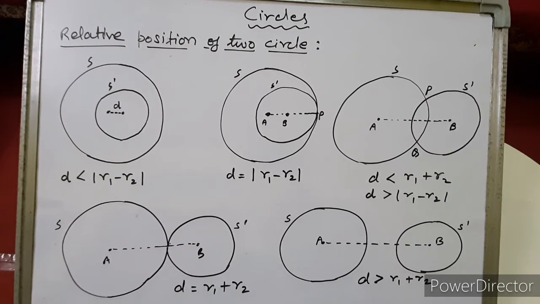Okay. Next is, if the circles are apart from each other, then what will be the condition? The distance between the centers will always be greater than the sum of their radii. Alright, that means d is greater than R1 plus R2.